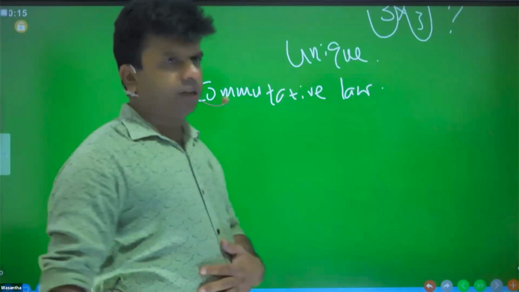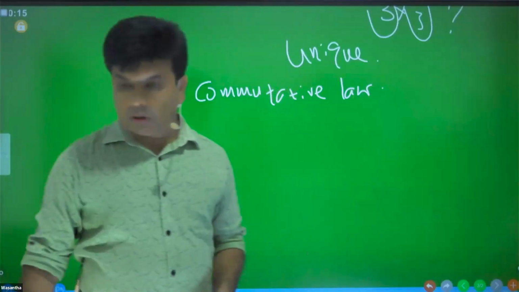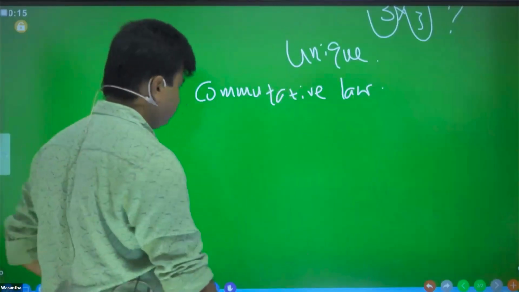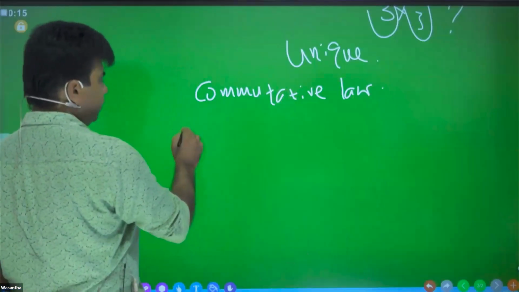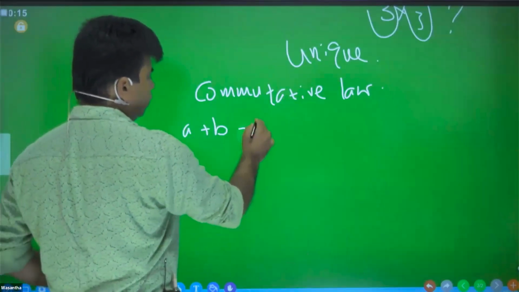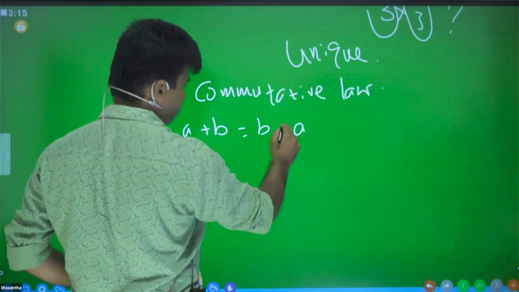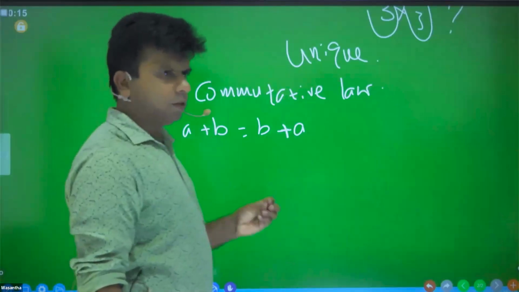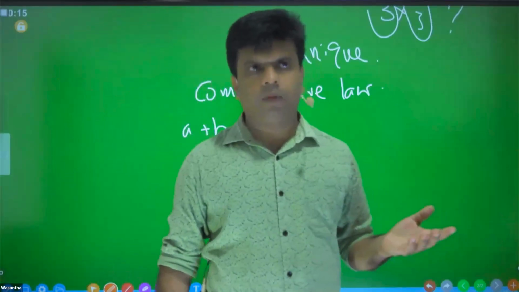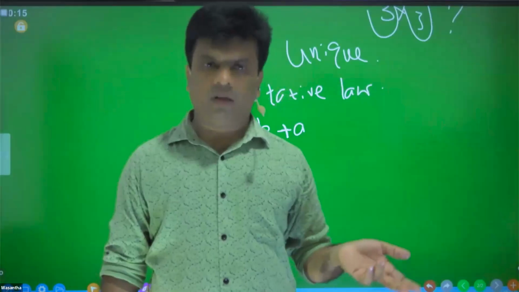Sum and product satisfies commutative, right? Write down, that means what? A plus B equals B plus A, right? That means you know that 1 plus 2 equals 2 plus 1, right? 3 plus 5 equals 5 plus 3, right?